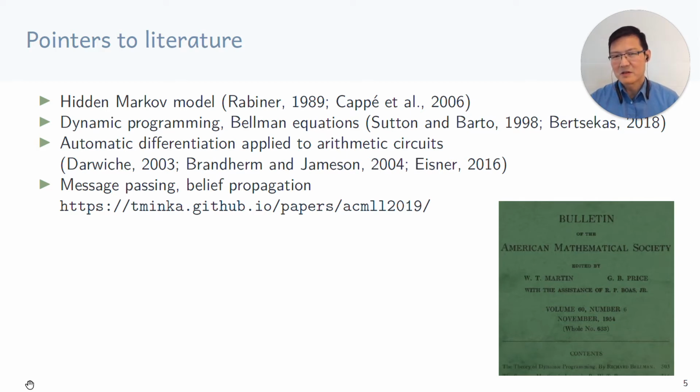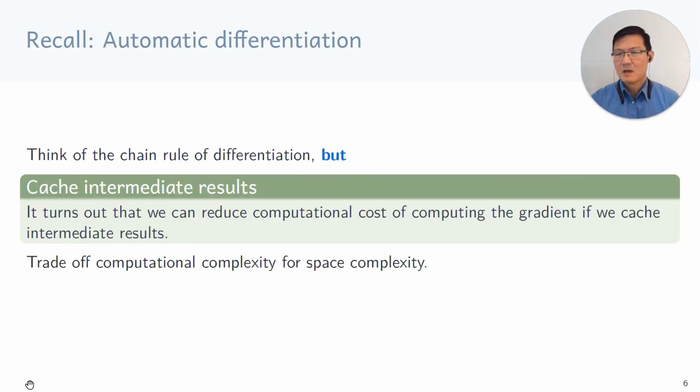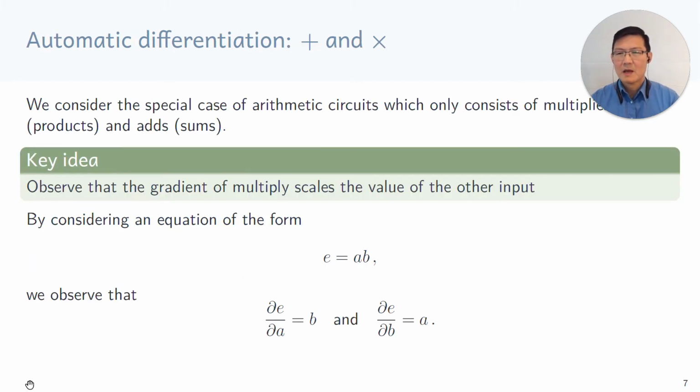Recently, Tom Minka gave a talk which looked at the connections between hidden Markov models and more generally Bayesian networks, and how automatic differentiation can be thought of as message passing and belief propagation. So recall that automatic differentiation is like the chain rule, except we cache intermediate results. And for this lecture, we focus on the circuits which only involve addition and multiplication.